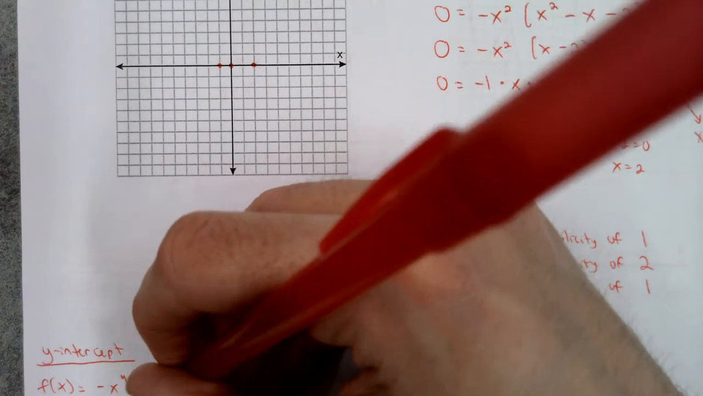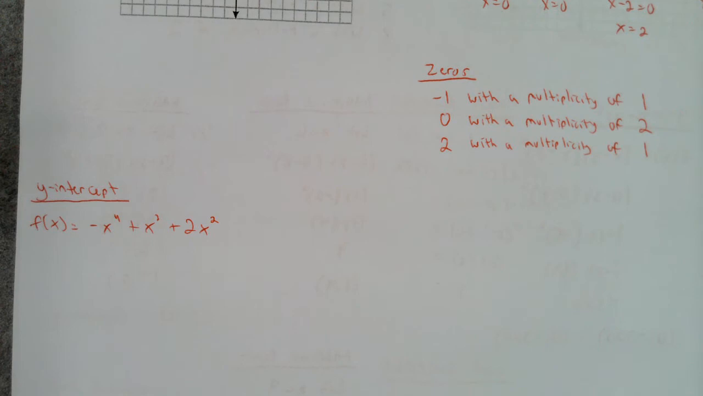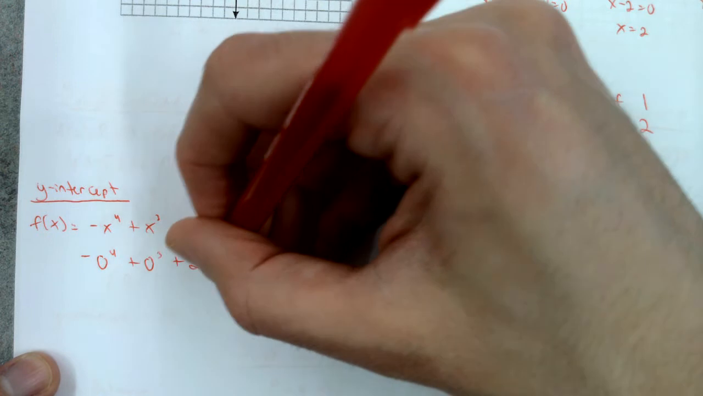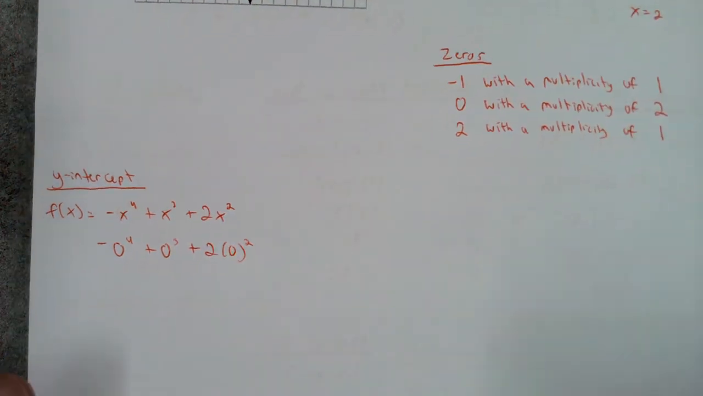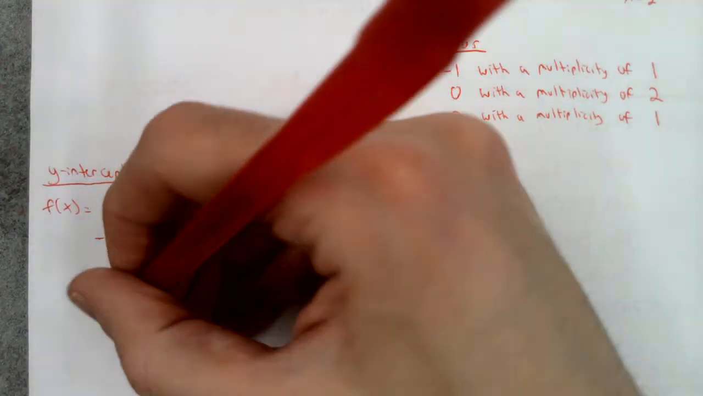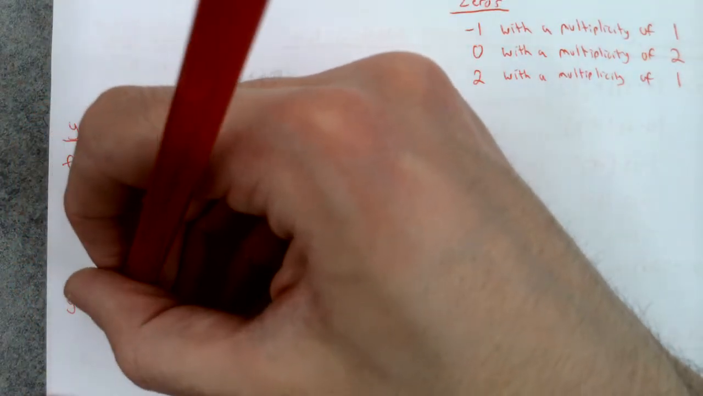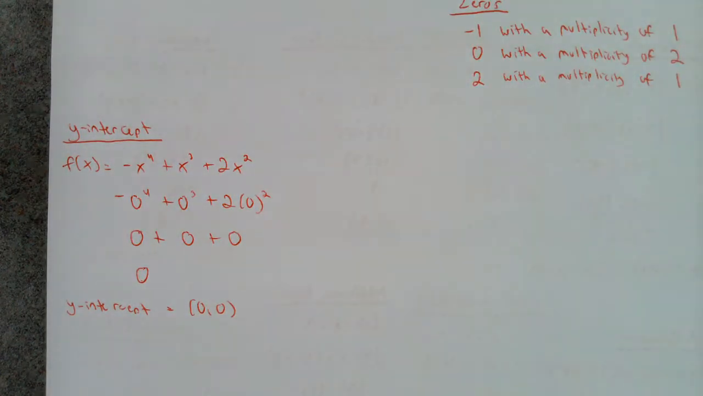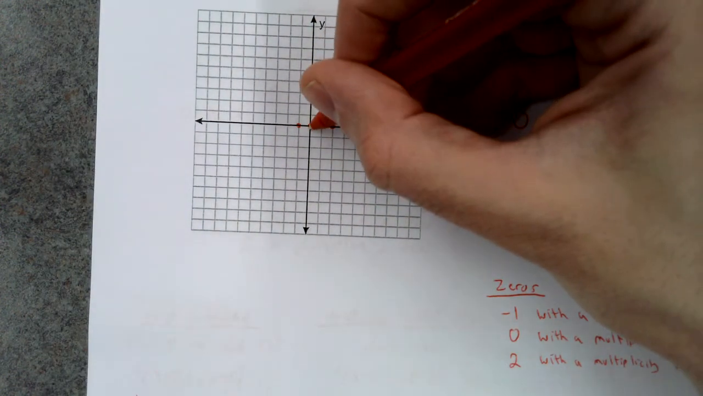You might know the answer already, but replace the x with 0. So negative 0 to the fourth power plus 0 cubed plus 2 times 0 squared. That's going to be 0 plus 0 plus 0, which equals 0. So that means the y-intercept equals 0, 0. The reason why I said you might already know that is because we already graphed that. So you really don't have to do all that work out. But that's why it's 0, 0.